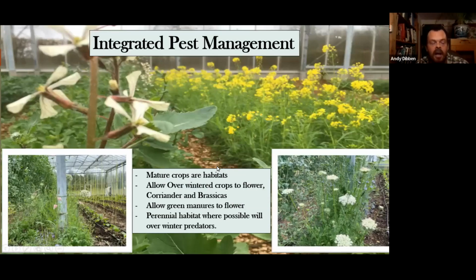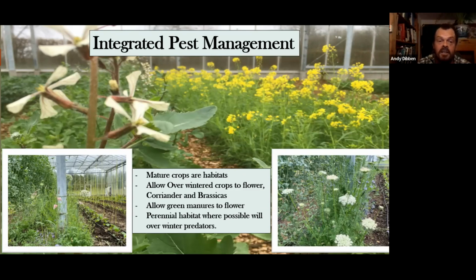Integrated pest management. Now I've taken a lot of lessons from Pete in this over the last 2 years. So a bit of this will be repetition, but it's made a huge difference to my systems. Mature crops are habitats. It's really important to understand that your crops are habitats. At no point are you attempting to keep your crops clean of insects. In fact, it's the opposite. You want as many different insects, as much diversity in there as possible.